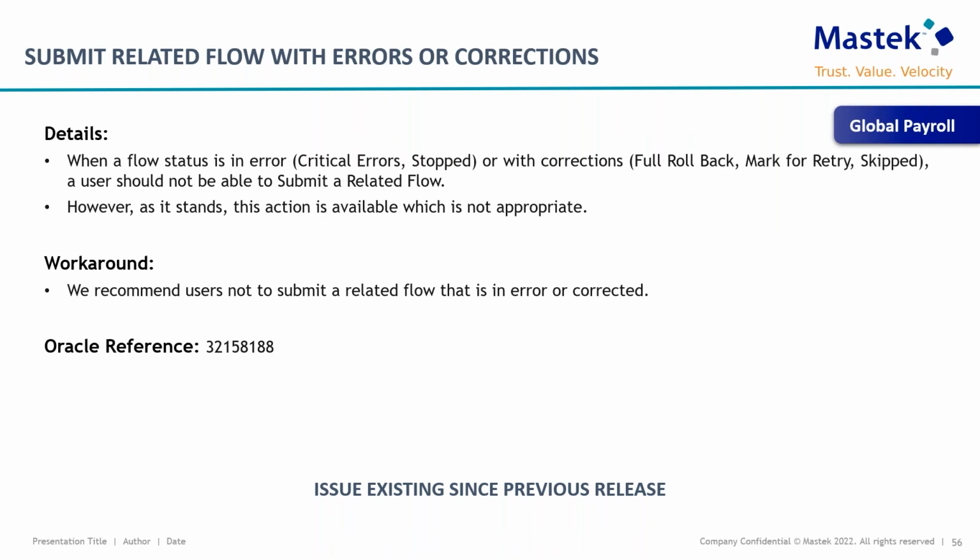Submit related flow with error or correction. When a flow status is in error or correction, a user should not be able to submit a related flow. There are a lot of processes in payroll which are related to each other. But when one is in error, or it stopped automatically, or it is rolled back, you should not be able to submit a related flow. Right now, currently, it happens.